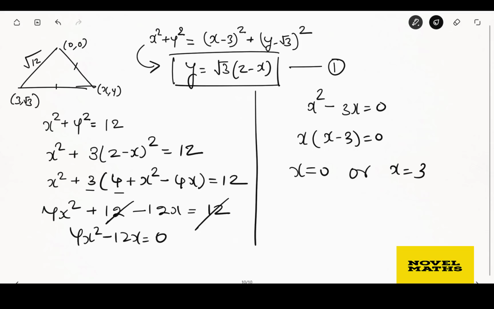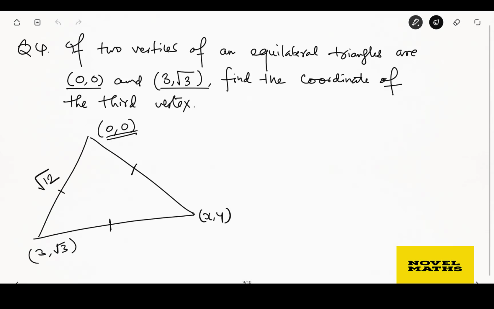When x is 0, y is what? Y is this one, right? 2 root 3, right? Because this is 0. When x is 3, y is what? Y is root 3, 2 minus 3, so negative, right? Negative, not 2, negative root 3. And why are we getting 2 points? It's very obvious that the point can be on either side, right? This can be this side also, and this can be this side also. That's why we are getting 2 points.